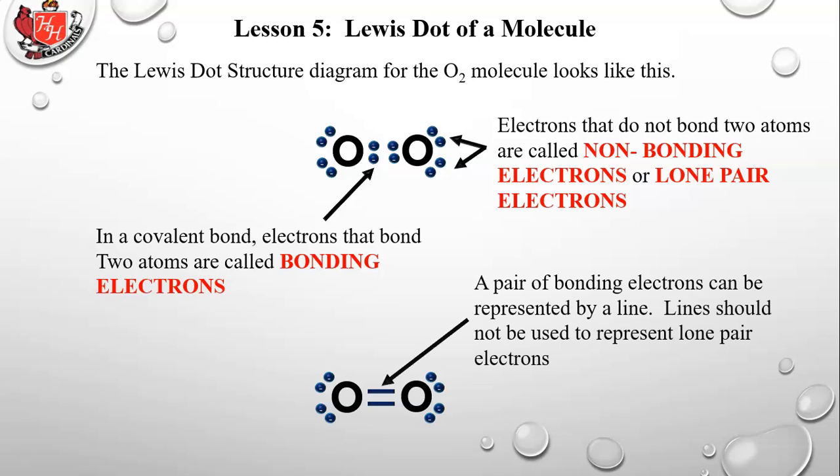A pair of bonding electrons can be represented by a line. Lines should not be used to represent lone pair electrons. So each line represents 2 electrons that are bonding. If you have 2 lines, that represents a double bond. So there's a total of 4 electrons represented by those 2 lines, just exactly what you see in the diagram above.